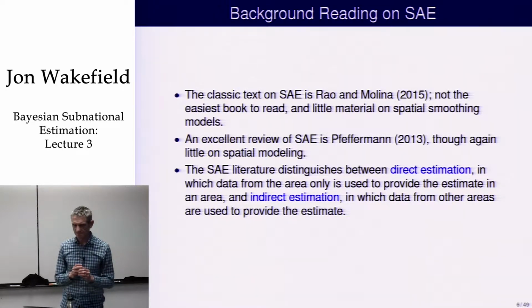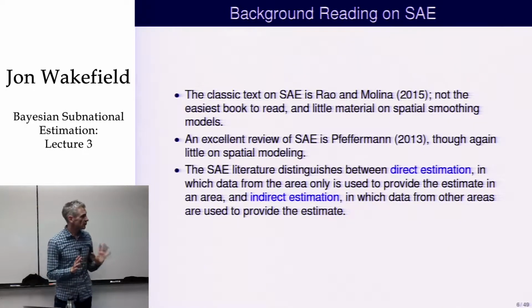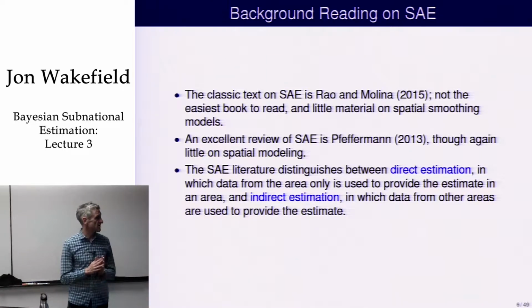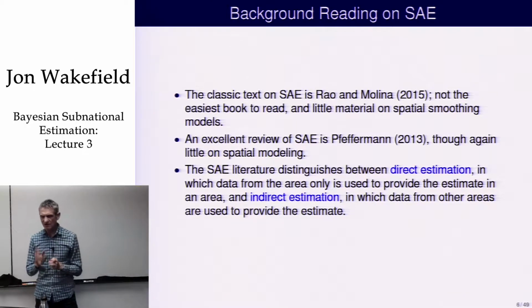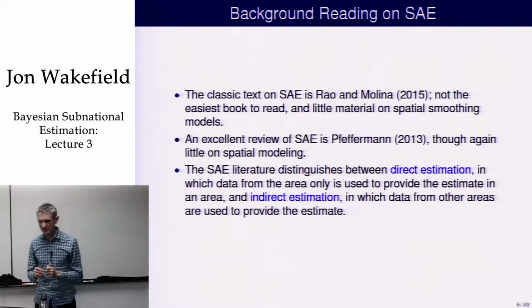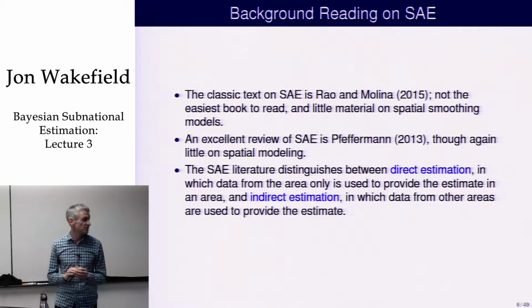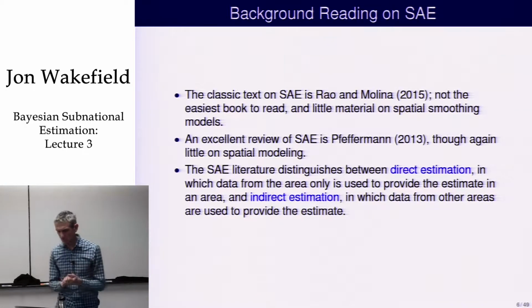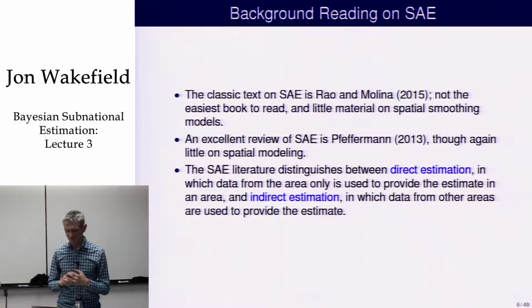And in the literature on small area estimation, there's an important distinction between direct estimation and indirect estimation. In direct estimation, we only use data from the area in which we're trying to obtain the estimate, whereas indirect estimation can use data from other areas. So the totality of data can try and produce more accurate or precise estimates in the area we're interested in.